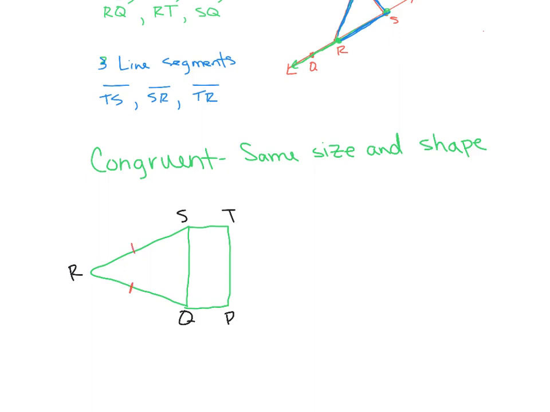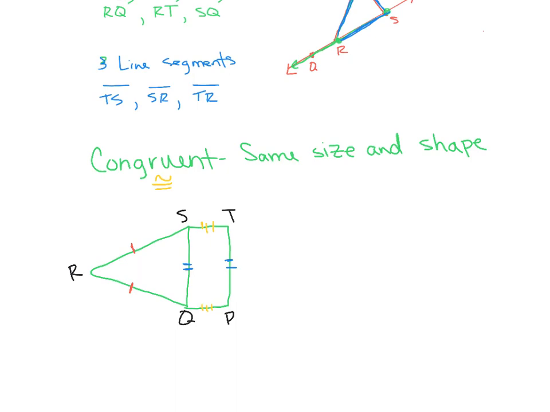Okay, and then they do use these things called tick marks. If you see one tick mark, that means those sides are congruent. If you see sides that both have two tick marks, it means those sides are congruent. They're the same length, same size. Or if you see sides with three, it means those ones are congruent. So the congruent sign is this. So what we're going to do is list all the congruent sides, which are line segments because they have a starting and ending point.